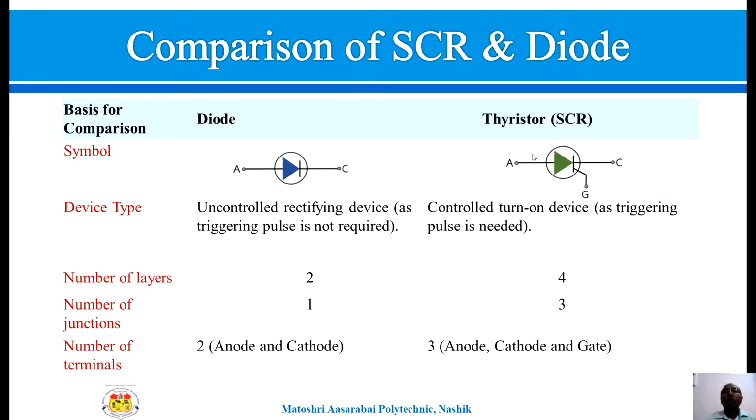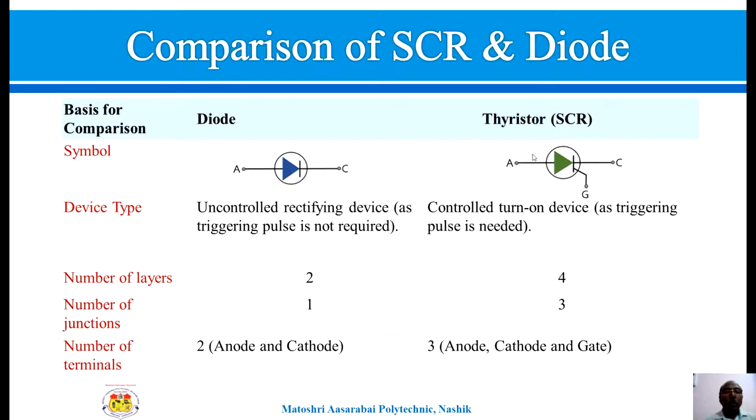Now we can compare the SCR and the diode. Now we have seen the diode symbol and the SCR symbol. The difference is that we have the gate terminal. In the case of diode, we get a rectification circuit, which we call uncontrolled rectification. There is no triggering pulse required. While in the case of SCR, we have a controlled turn on device. We are getting a controlled output voltage.